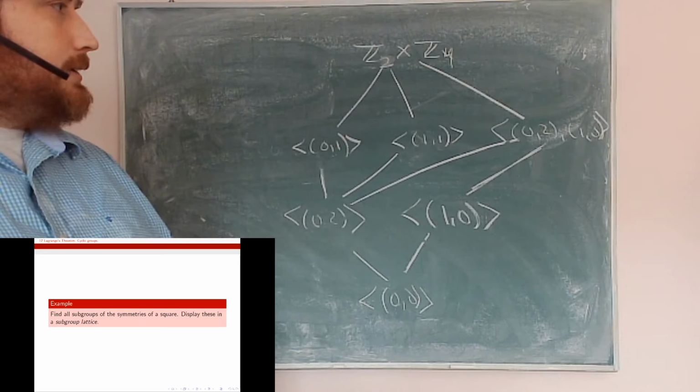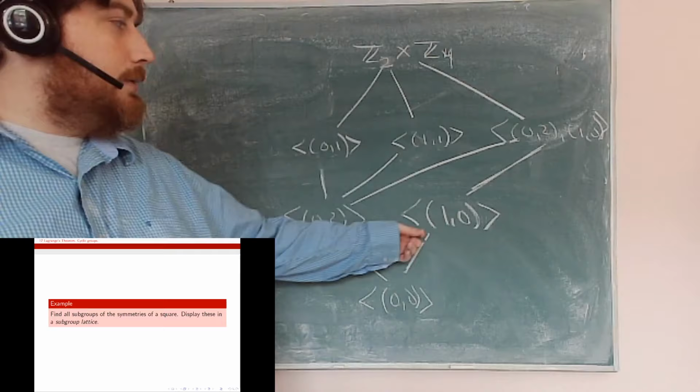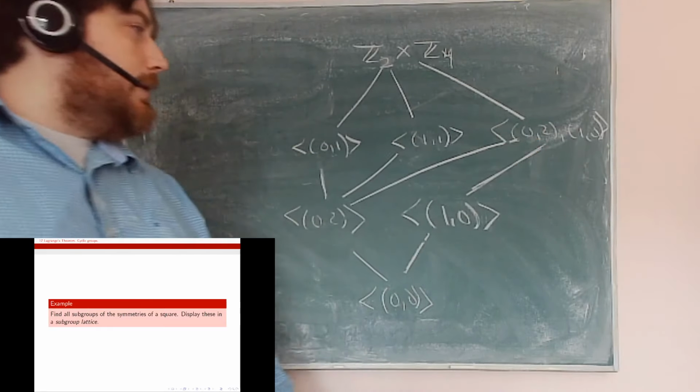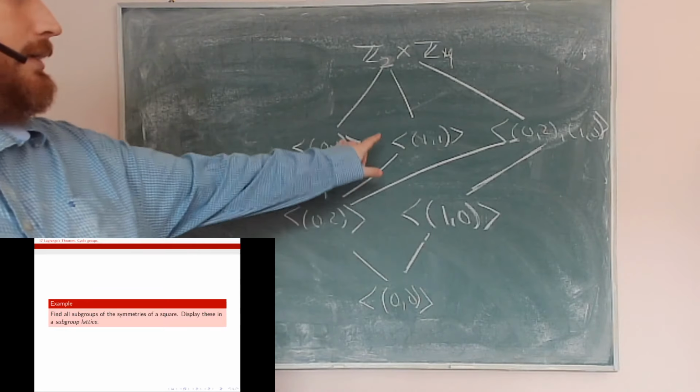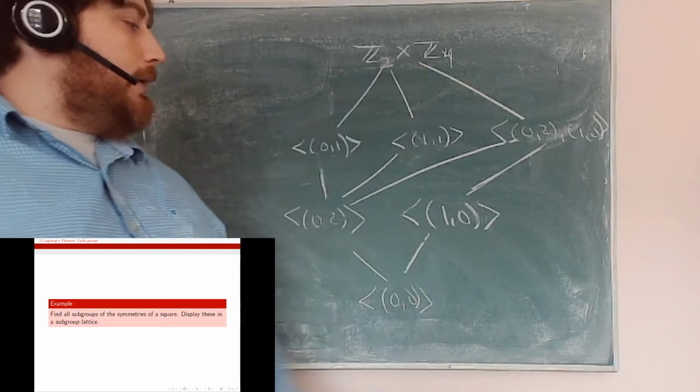Now, with unions, you don't necessarily get a group, so you get the group generated by the union. If I take the group generated by the union of these two, I'm going to get the smallest one containing both of them, so it's going to be that one. The group generated by these two is going to be the whole thing.